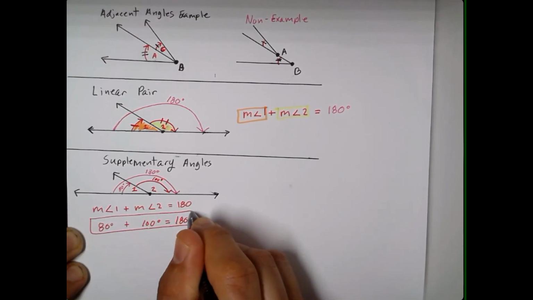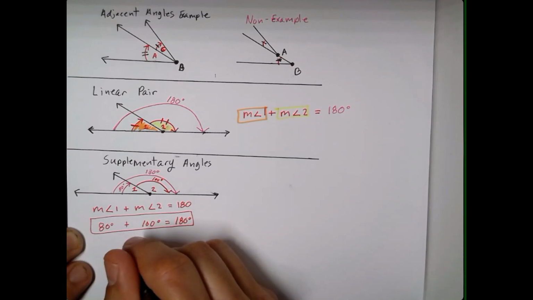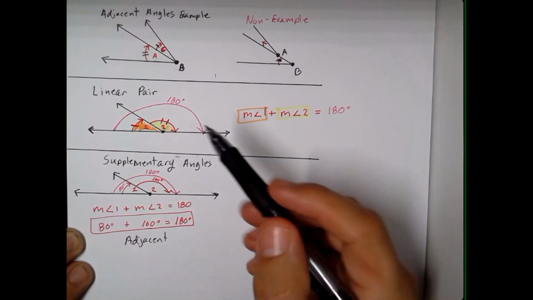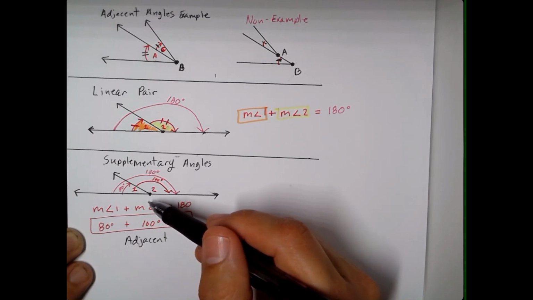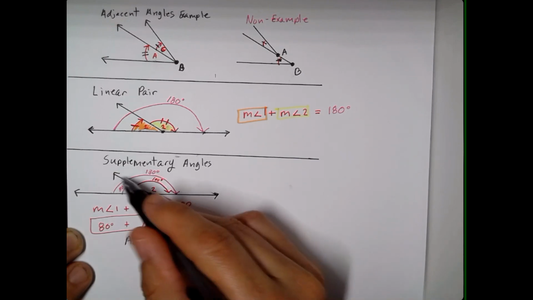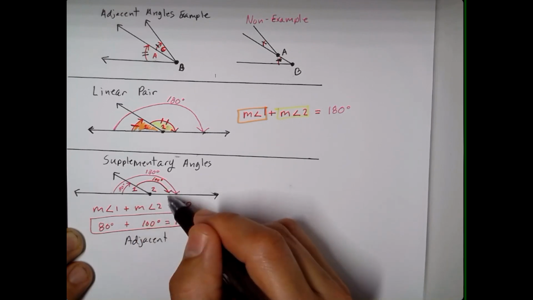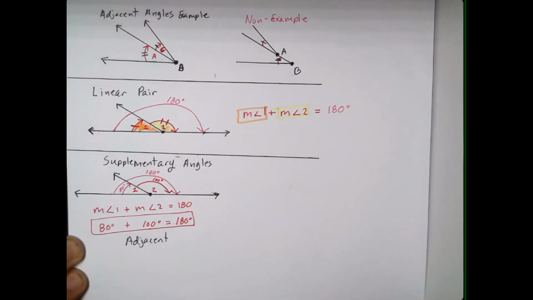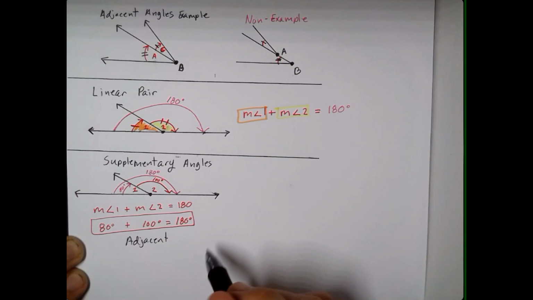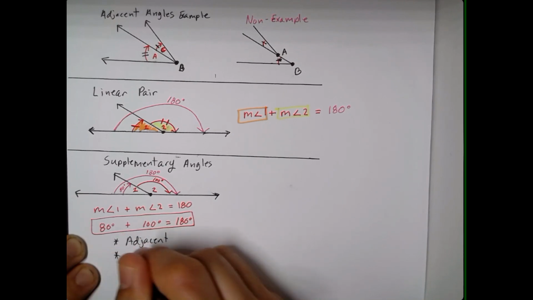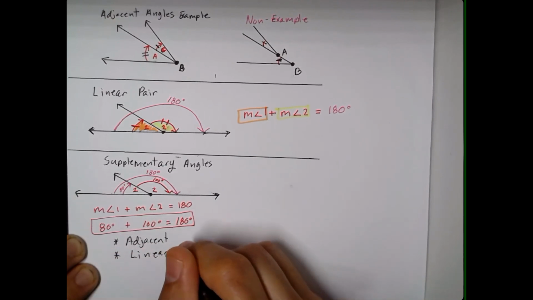So these are supplementary. Not only are they supplementary, but they are adjacent. And if you're wondering, Mr. H, how do I know they're adjacent? Well, because they share a common vertex. They're right beside each other. We have this vertex, this is one angle, and now this angle has the same vertex and it's a much larger angle, and they're right beside each other, similar to what we had up here. Now, we can also say that these are a linear pair because they're supplementary, and they're a pair of adjacent angles whose non-common sides are opposite. So not only are they adjacent, but they are a linear pair.